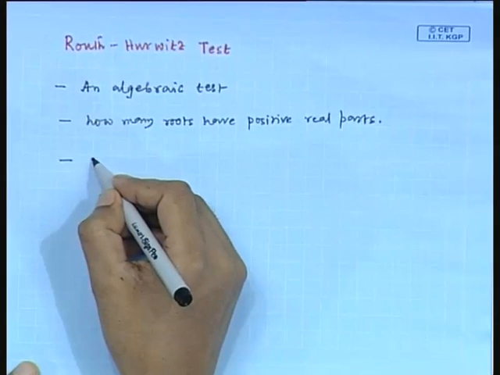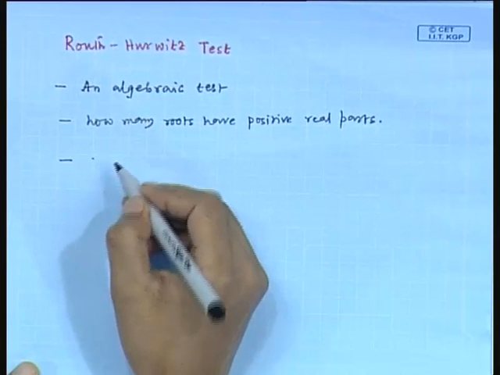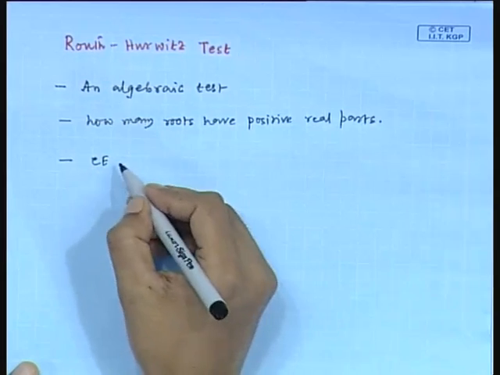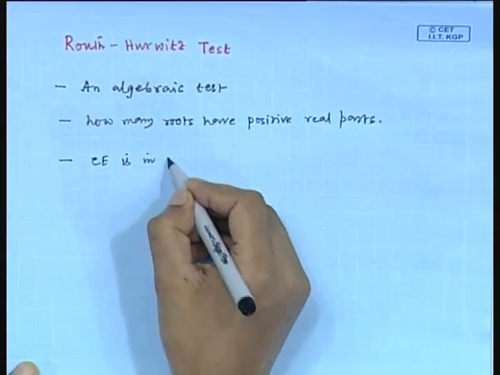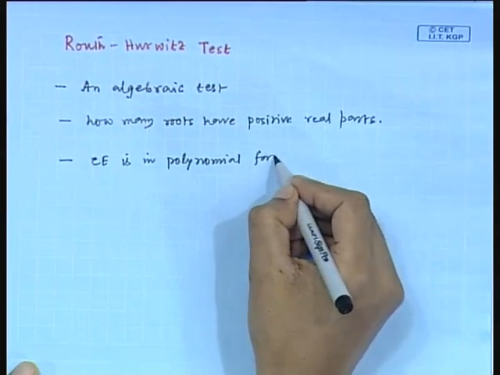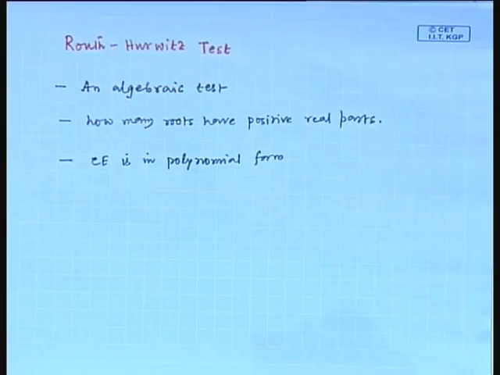This test is applicable when the characteristics equation is in polynomial form. You can say this is the limitation of this Routh test.